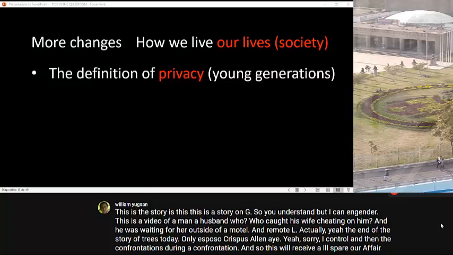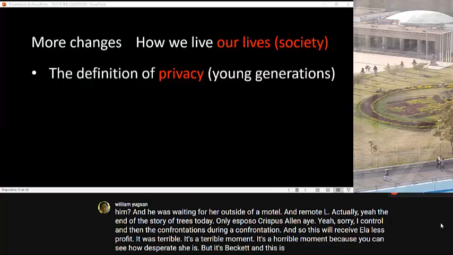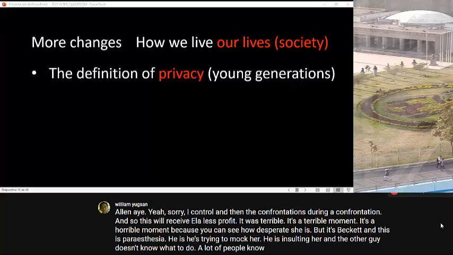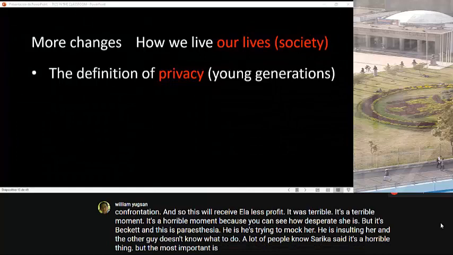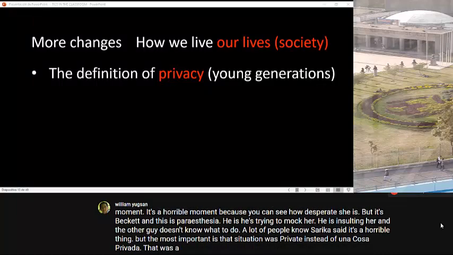It was terrible. It's a terrible moment. Es un momento horrible. It's a horrible moment because you can see how desperate she is. Puedes ver qué tan desesperada está ella. He's trying to mock her, he's insulting her, and the other guy doesn't know what to do. El otro tipo no sabe qué hacer. It's a horrible thing. But the most important is that the situation was private. Eso era una cosa privada. That was a problem that belonged only to those people. Ese problema solo le pertenecía a esa gente.